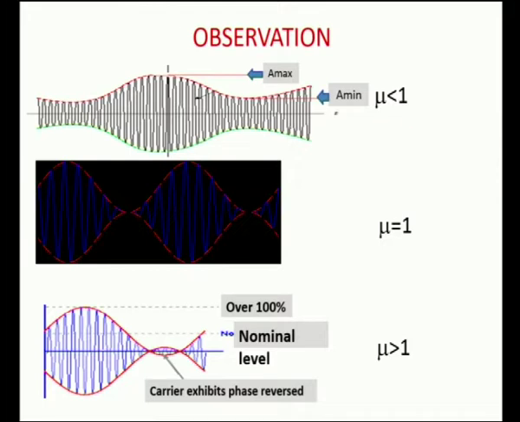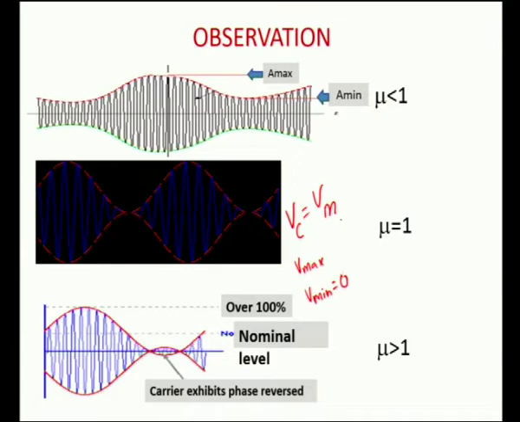We have done 2 values and plotted them in the table. When you look into these waveforms, this is the case for mu less than 1. When mu equal to 1, that is whenever your Vc equal to Vm, we will have a waveform like this. You can see V min here is equal to 0.